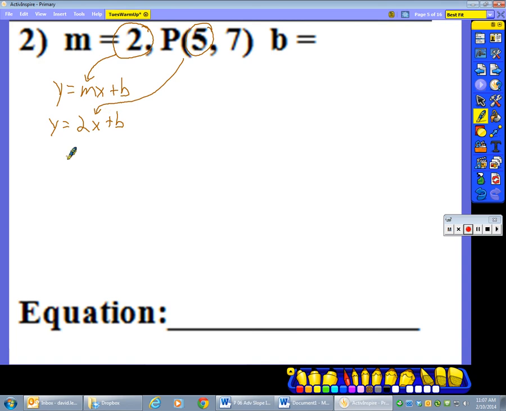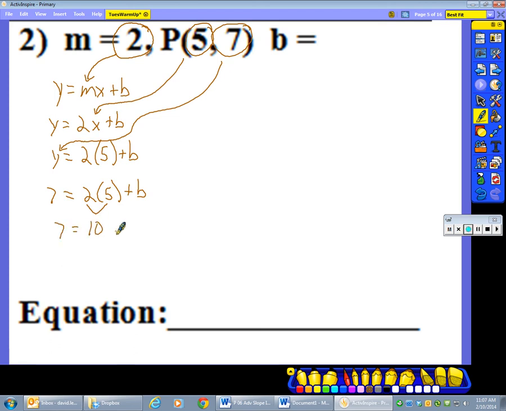Okay, he's going to go in for x, so now it looks like this: y equals 2 times 5 plus b. And then the last one is I'm going to sub in my y value, and he goes in right there. So now my equation looks like this: 7 equals 2 times 5 plus b. And now I'm just going to solve this. I'm going to multiply 2 and 5 equals 10, and bring down the rest of my equation.